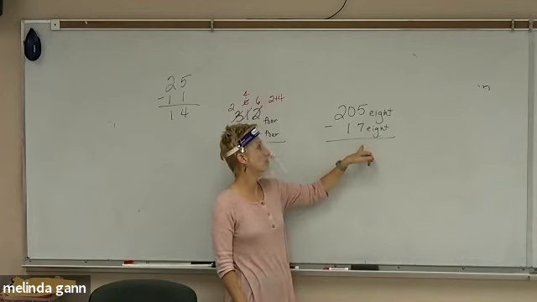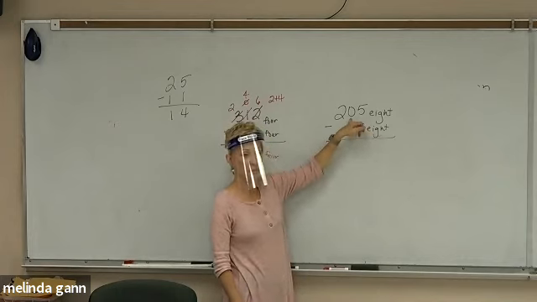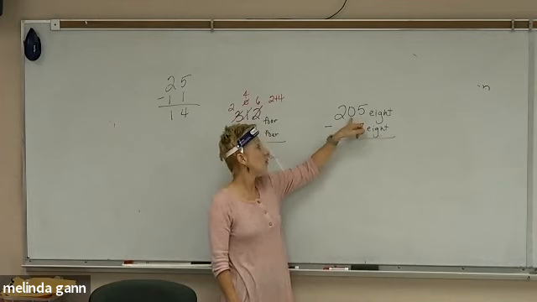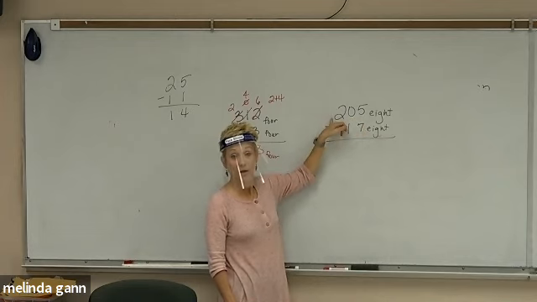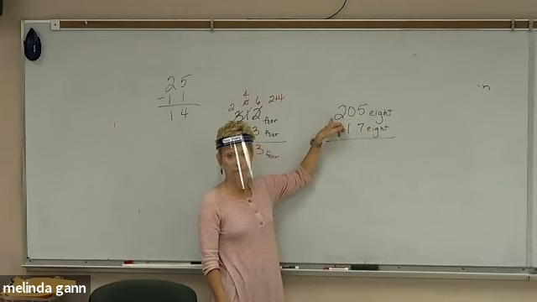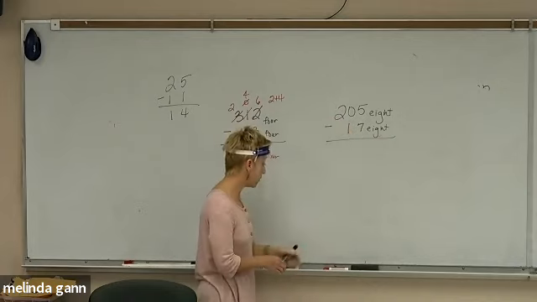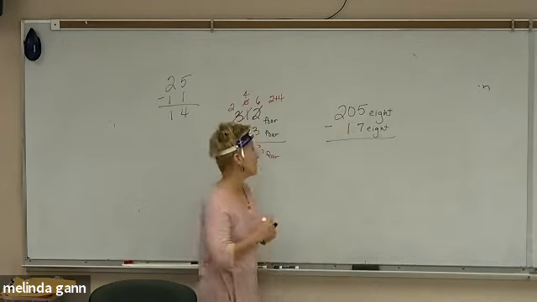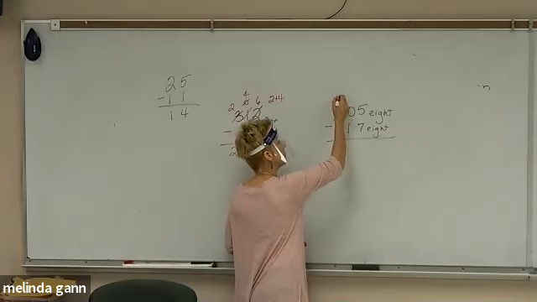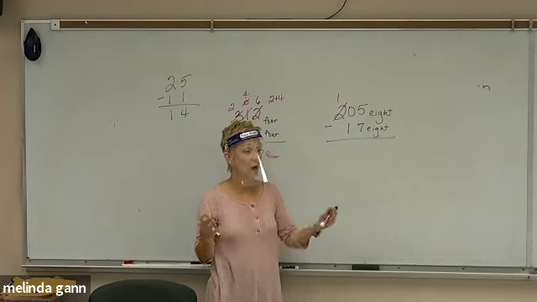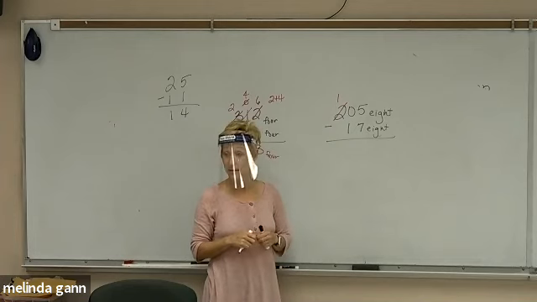Now, what's the problem though? When I go here to get something, there's nothing to get. So I've got to go all the way over to here. Is everybody with me? Do you understand that I would take this flat? I'm going to take away a flat. That's going to leave me 1 flat. What am I going to unbundle it into? How many rods? 8. So do you understand?